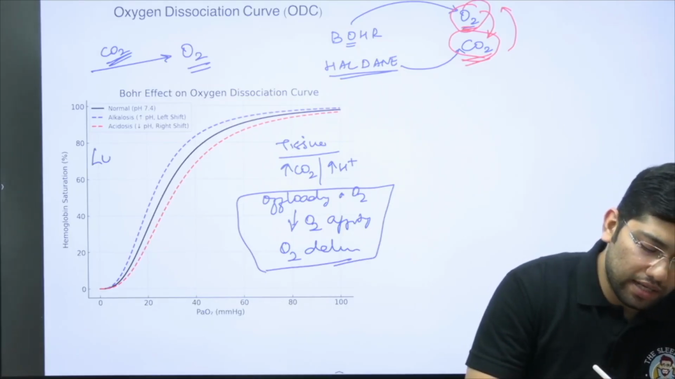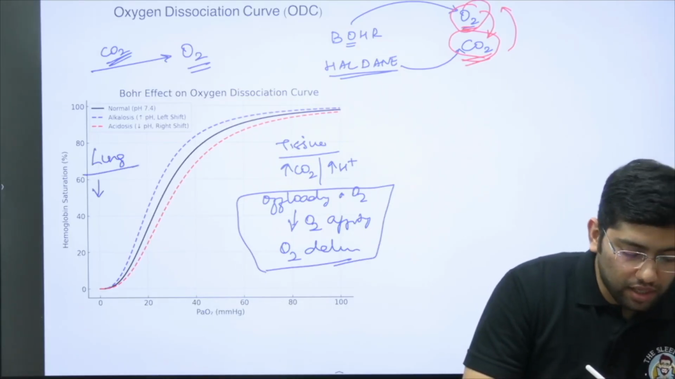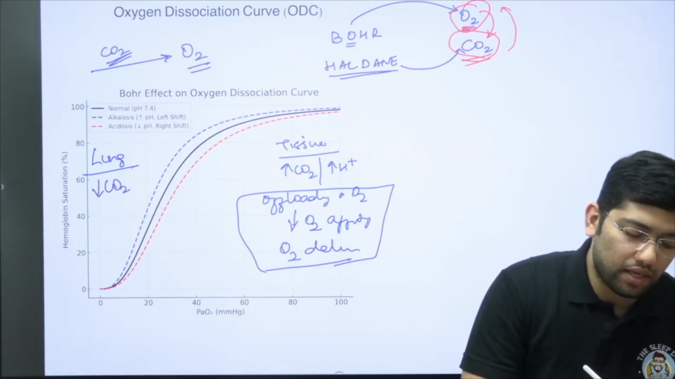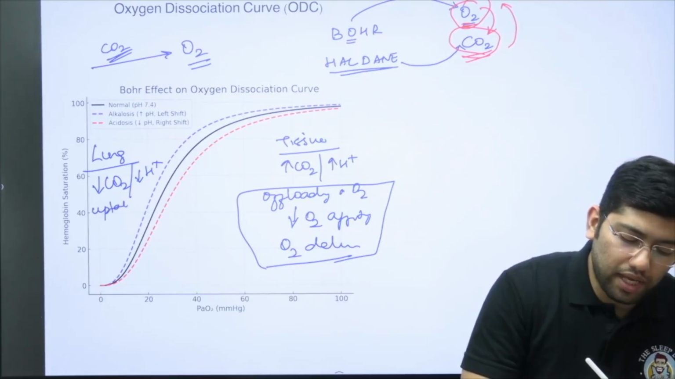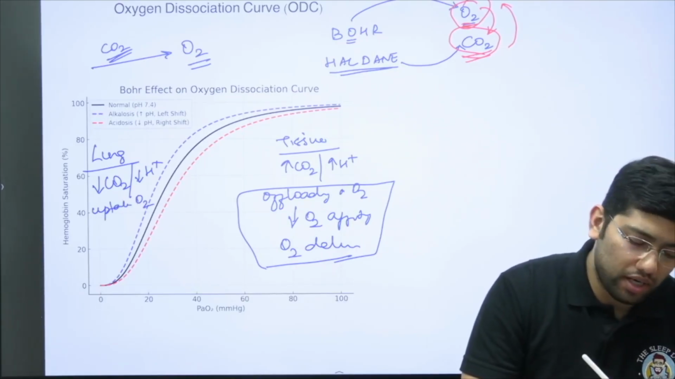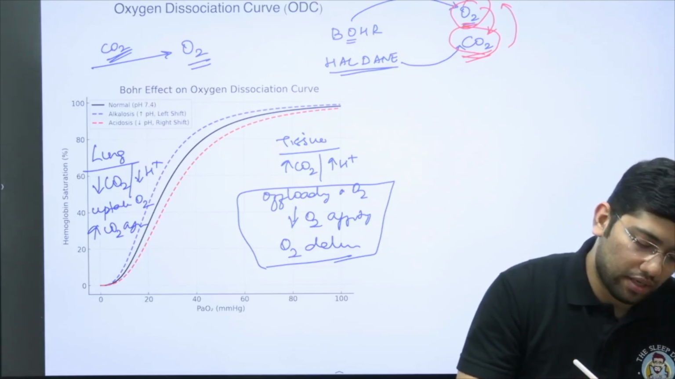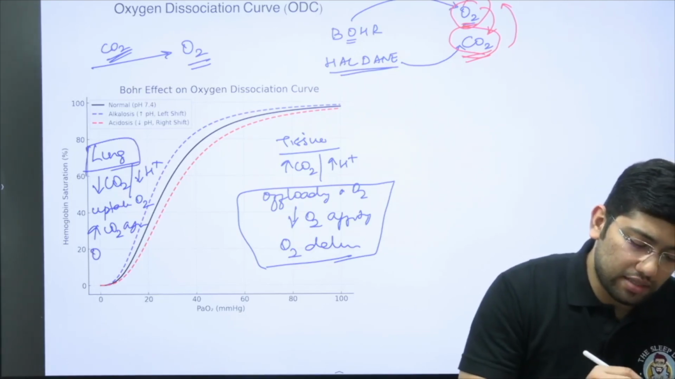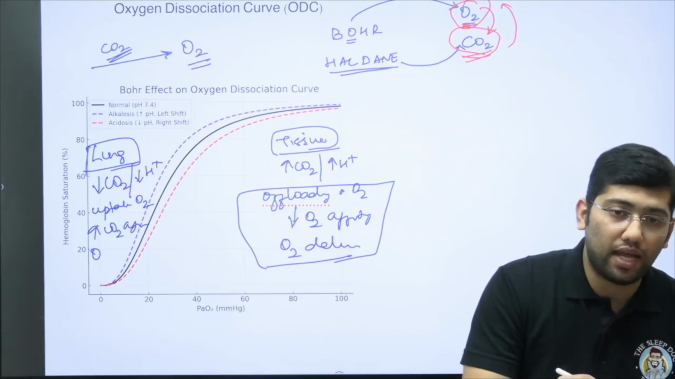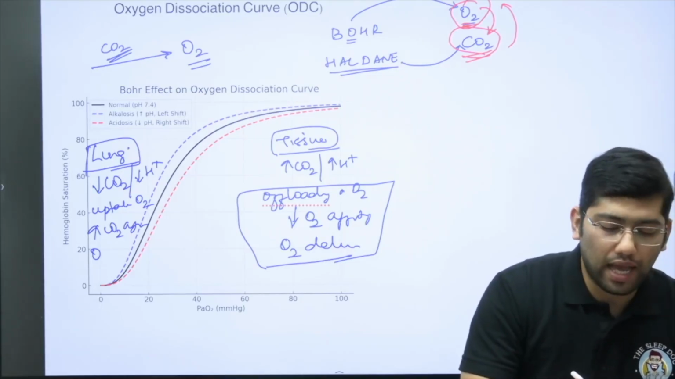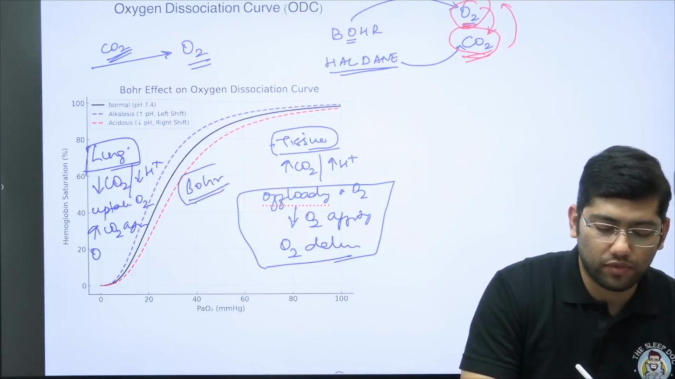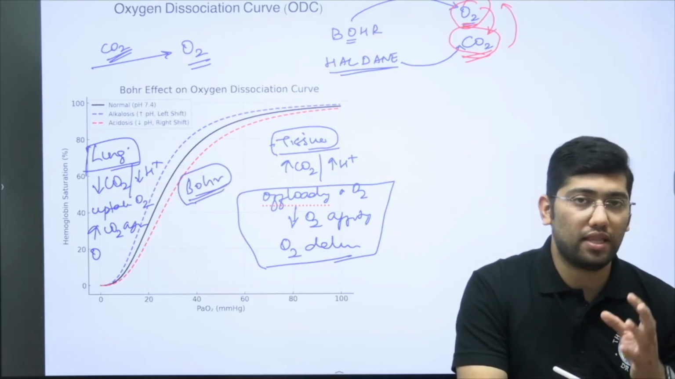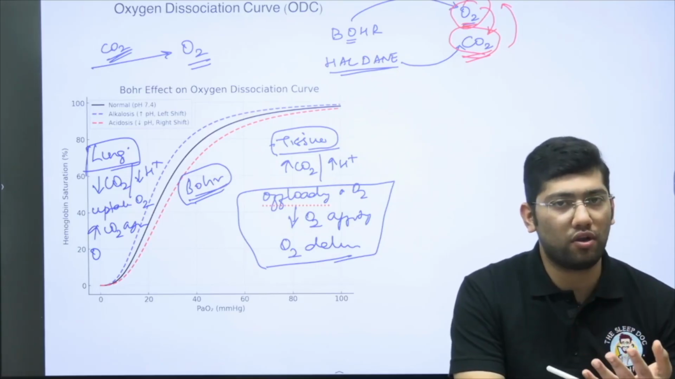Now, at the lung level, we have reduced carbon dioxide or reduced H+. This results in uptake of oxygen or increase in oxygen affinity. So this phenomenon that happens at both lung and tissue is known as Bohr's effect. So Bohr's effect was simply the effect of carbon dioxide on oxygen.